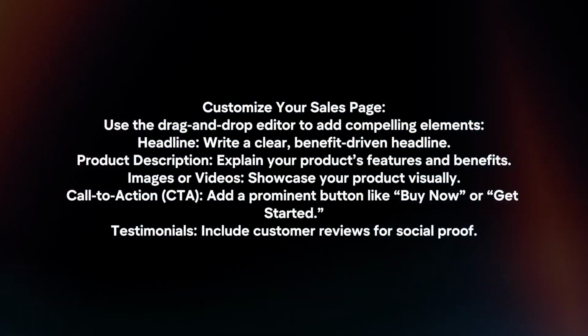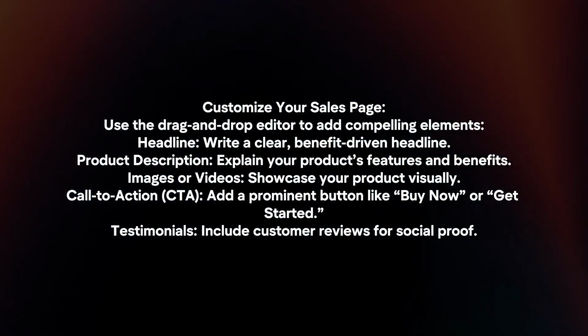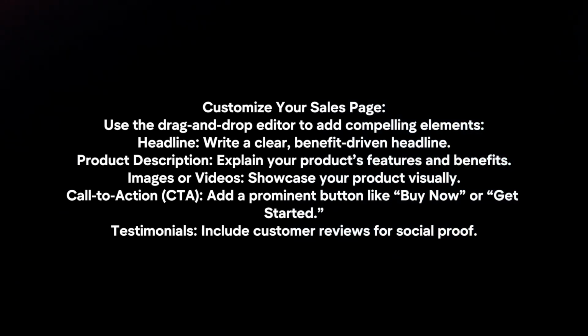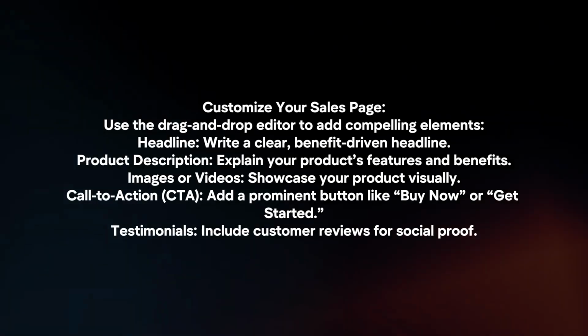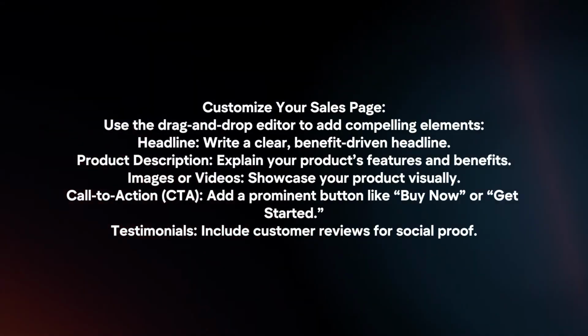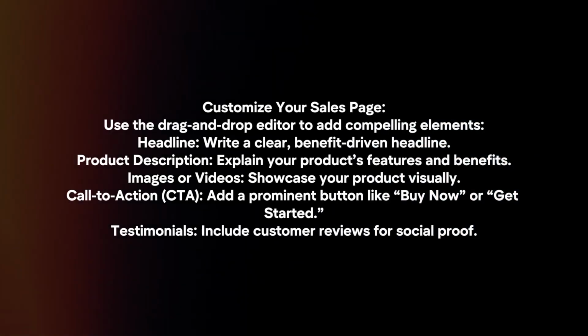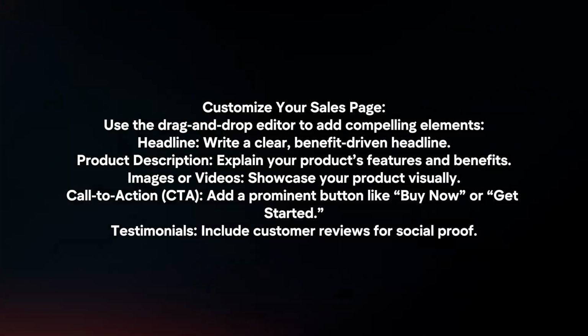Customize your sales page. Use the drag and drop editor to add compelling elements. Headline: write a clear, benefit-driven headline. Product description: explain your product's features and benefits. Images or videos: showcase your product visually. Call to action: add a prominent button like Buy Now or Get Started. Testimonials: include customer reviews for social proof.